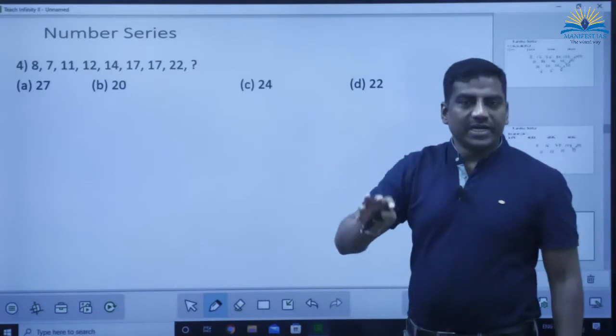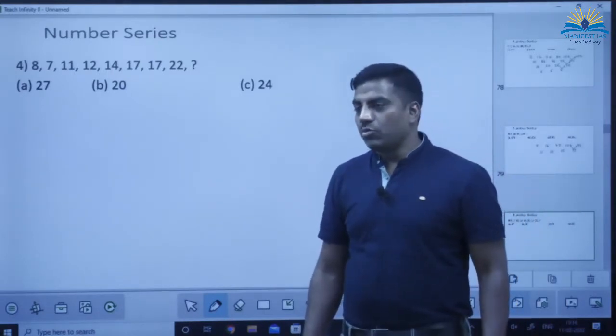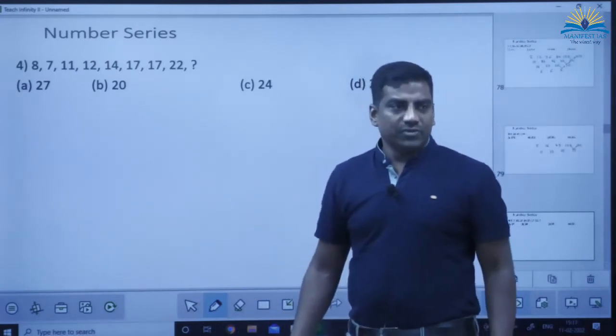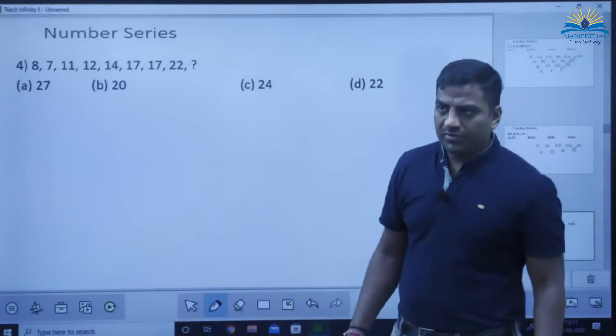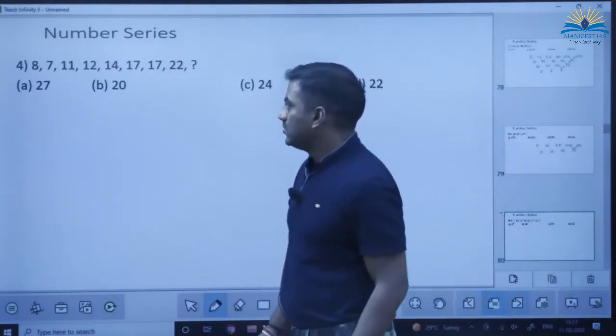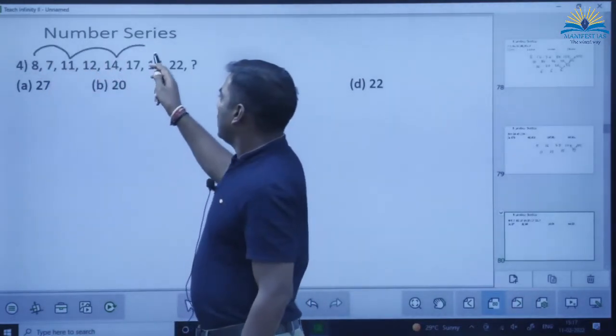So, even if you find out any difference, you are not going to get anything here. Even with respect to multiplication, no. Very small numbers, no. Multiplication, we don't get any factor here which can multiply each number. So, go for alternative numbers. Alternative numbers, 8, 11, 14, 17.